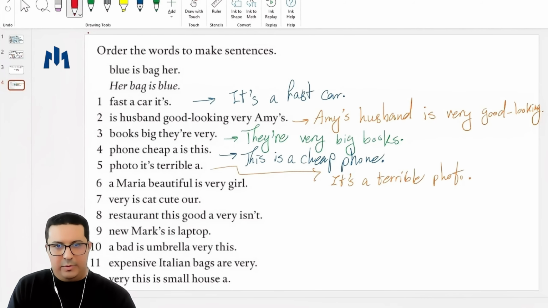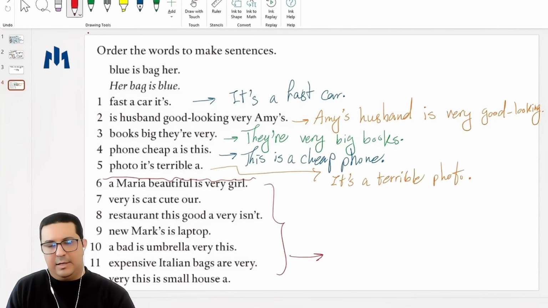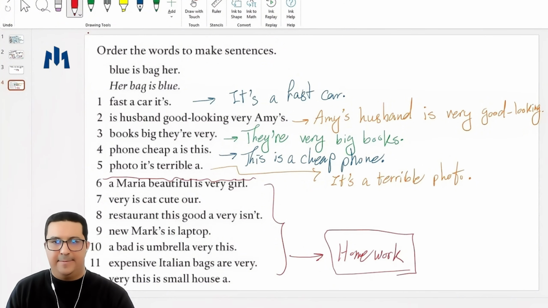I will give it to you. So if you want from this part, yes, you can do this as your homework, as a piece of homework, exactly.